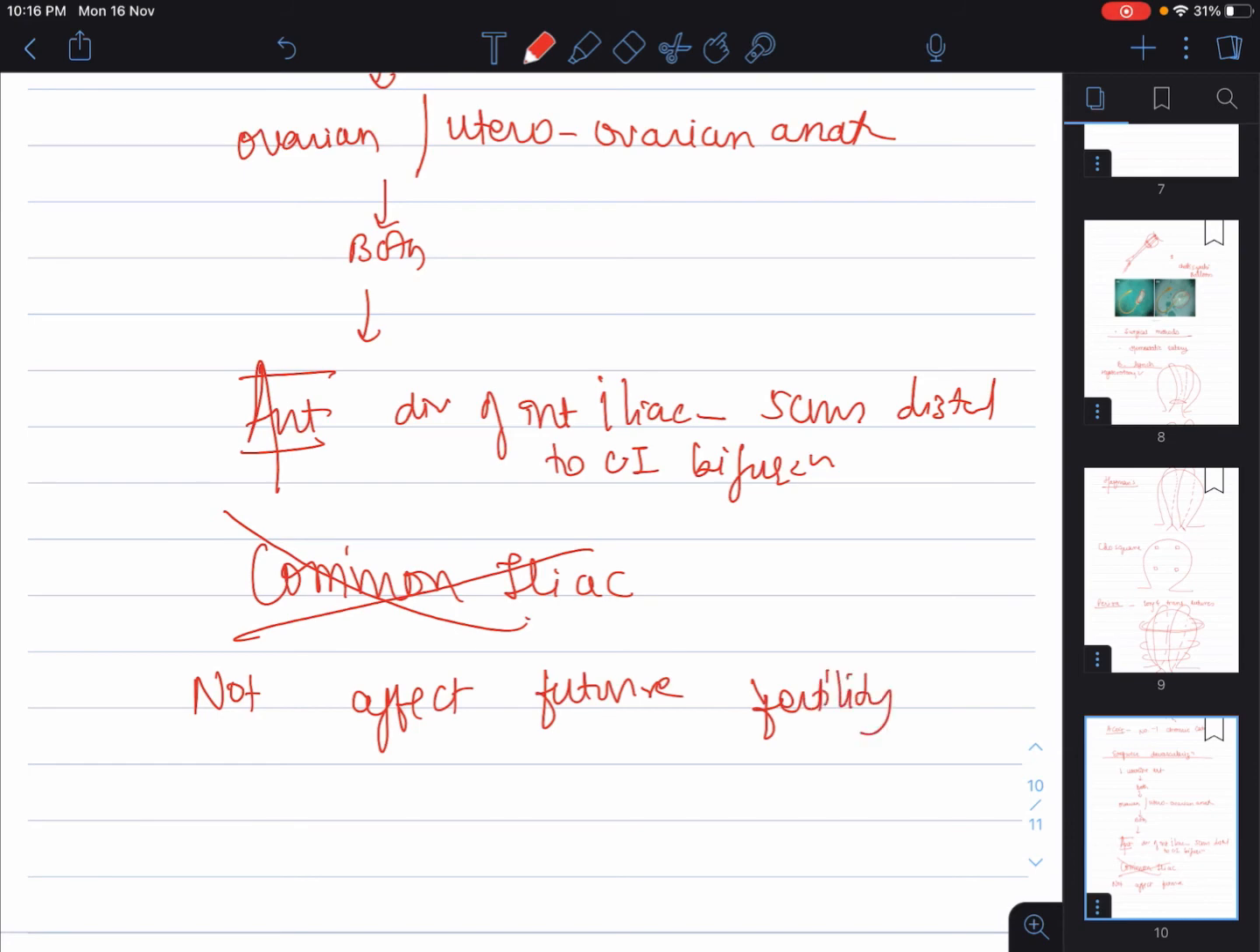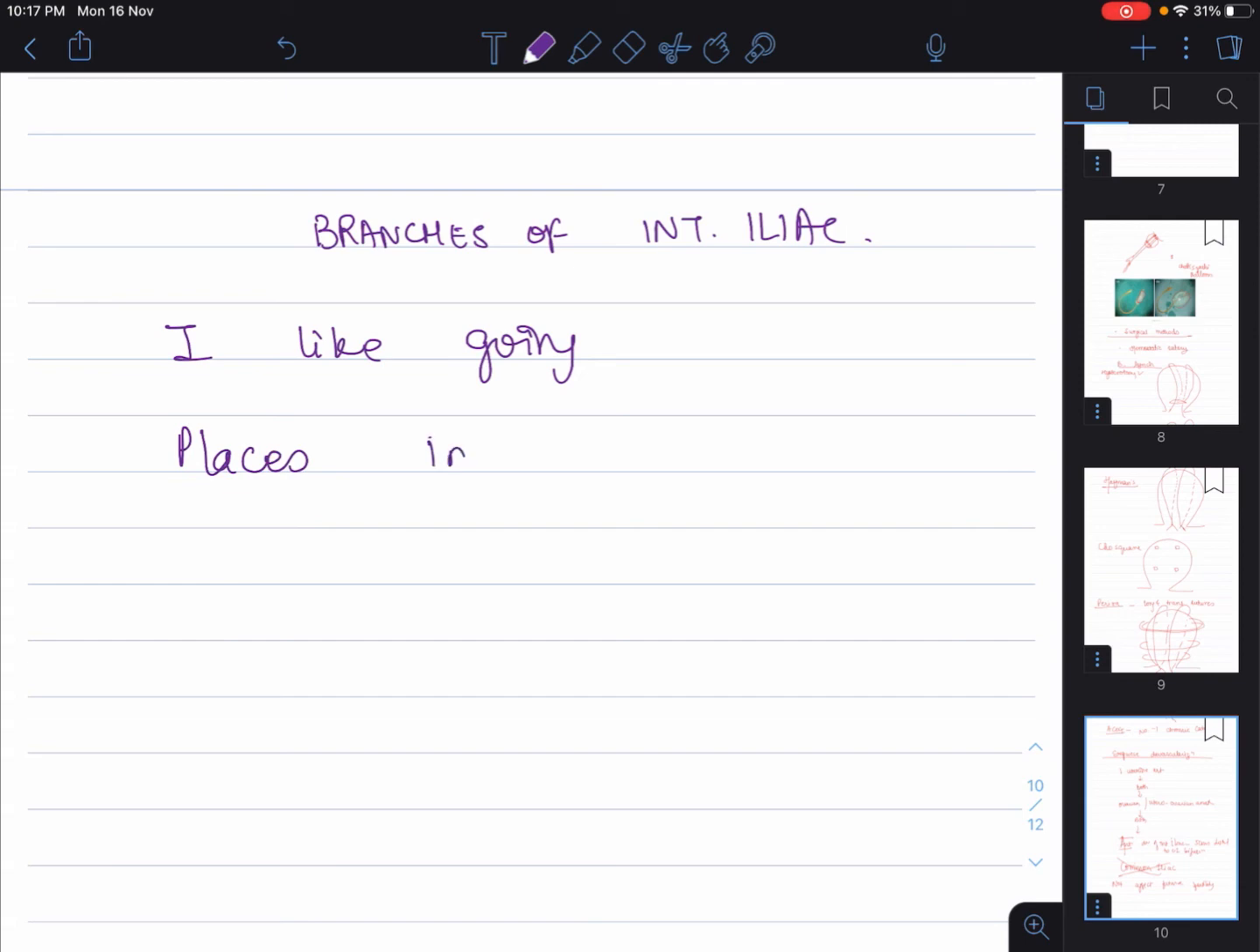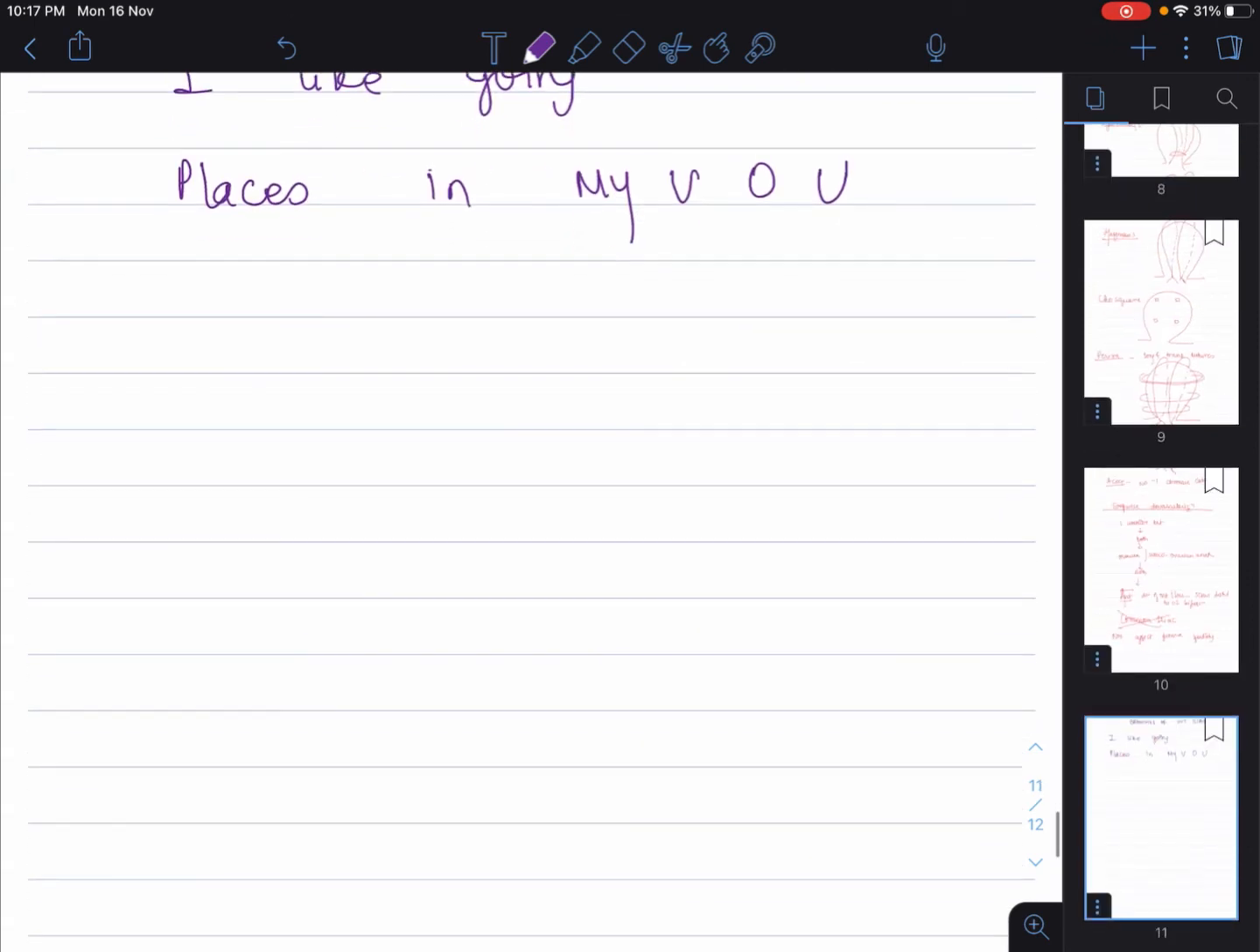Okay, a very obvious question that people will ask is, tell the branches of the internal iliac. Now I came across this very fun mnemonic: I like going places in my very own underwear. I know it's funny, but it works. It really works. It's fabulous.